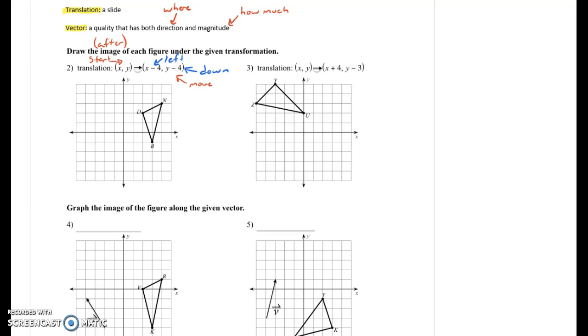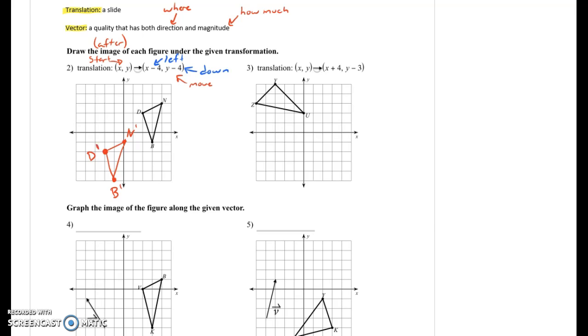So we start with D. We go 1. Let's go to the left first. 1, 2, 3, 4, and down 1, 2, 3, 4. This is now D prime. So move N. 1, 2, 3, 4. 1, 2, 3, 4. N prime and B. 1, 2, 3, 4. 1, 2, 3, 4. B prime. So we just connect the 3 points, and we're done.